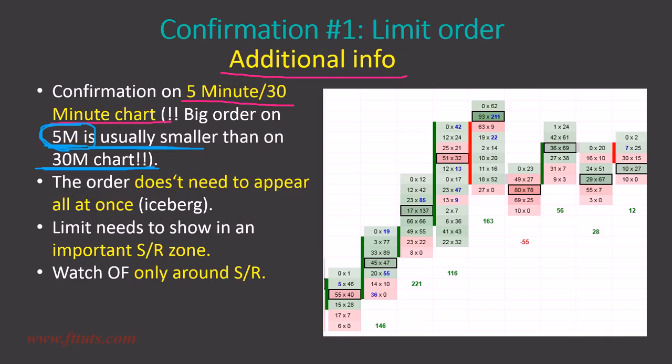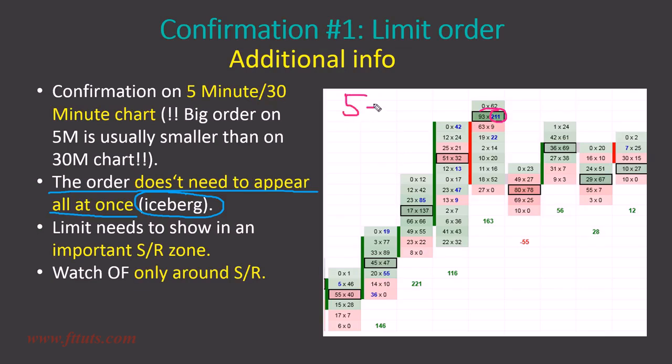Now, another important thing is that the big limit order doesn't need to appear all at once, because the institutions like to use iceberg orders, which means that, for example, this order 211 could be entered like 5 contracts, then 20 contracts, then 20 contracts, and so on, until they enter 211 contracts. And this could take, for example, 5 minutes. All right, that's the iceberg.